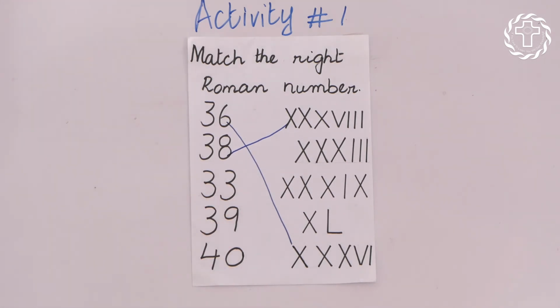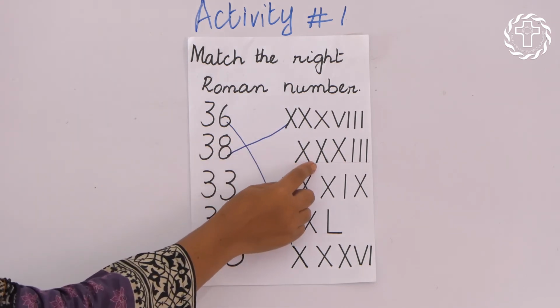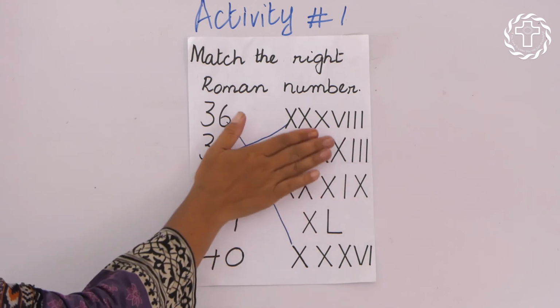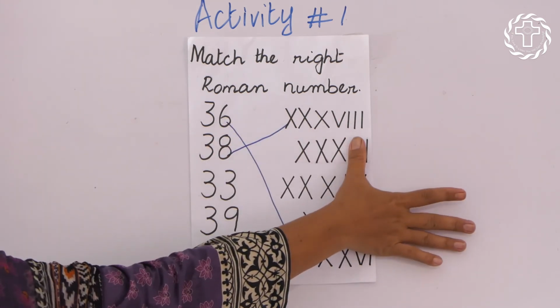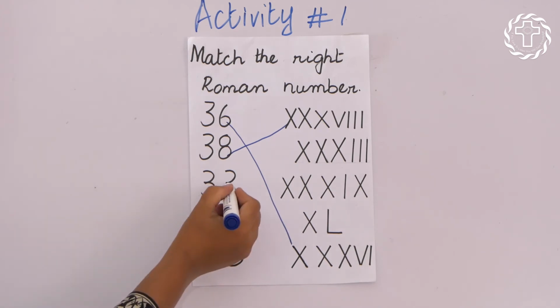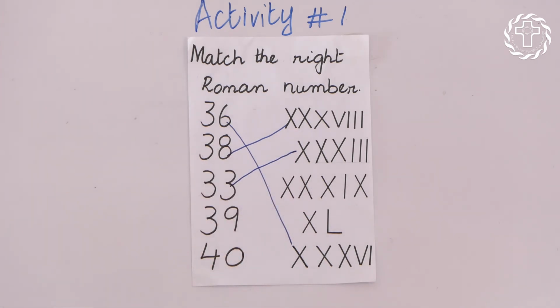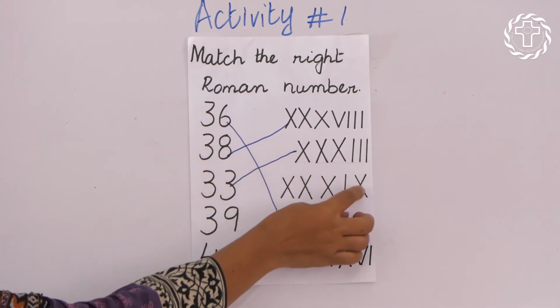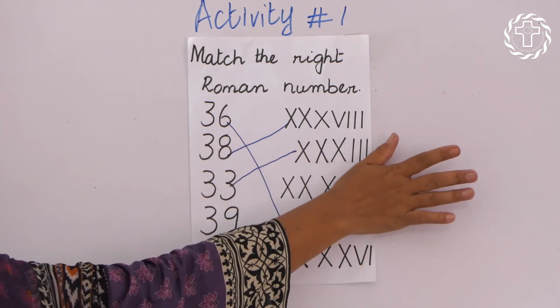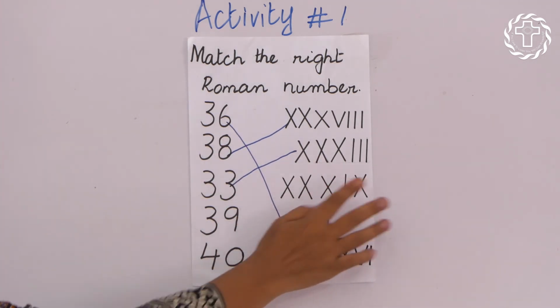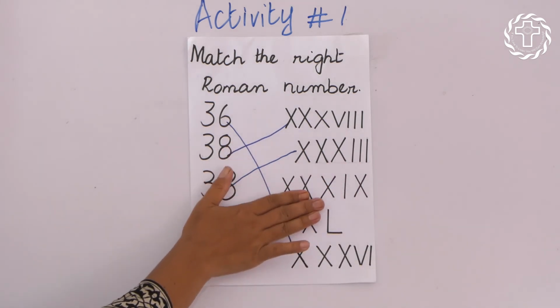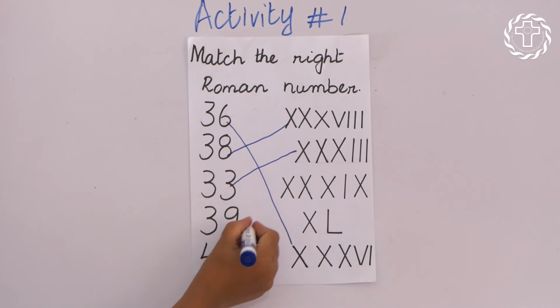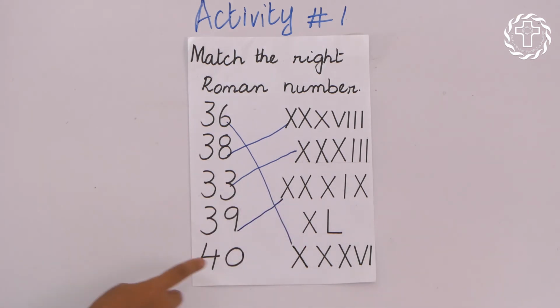33. Tell me student, page 33. 1, 2, 3. Triple X. 33. 39, page 39, 9, only 9. 30, 1, 2, 3, 30, 9, 39. 40, XL, 40, XL.